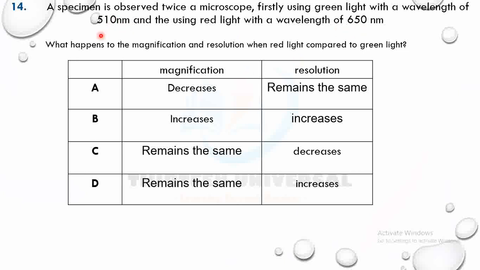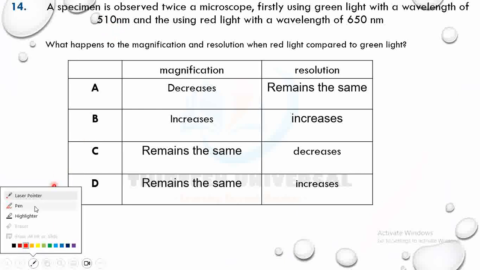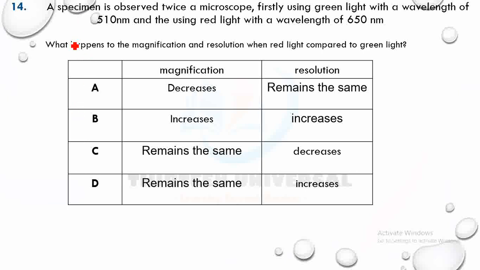So what happens? Remember that this deals with wavelength, and don't forget that wavelength is indirectly proportional to resolution. So the shorter the wavelength, the higher the resolution. The one that has a shorter wavelength will have higher resolution. So that means 510 nanometer will have higher resolution because it has shorter wavelength. 650 will have low resolution. So wavelength deals with resolution.